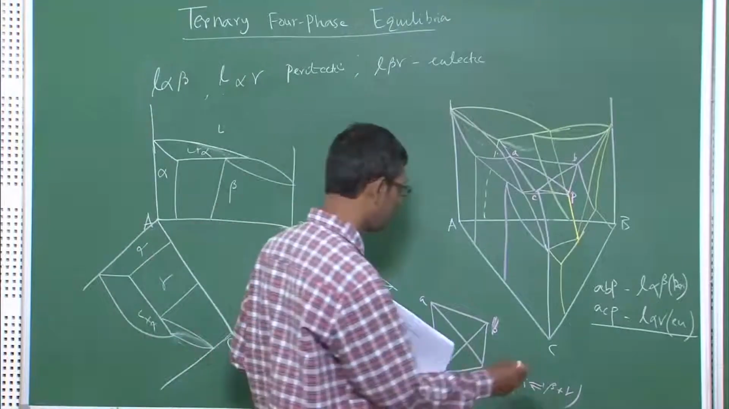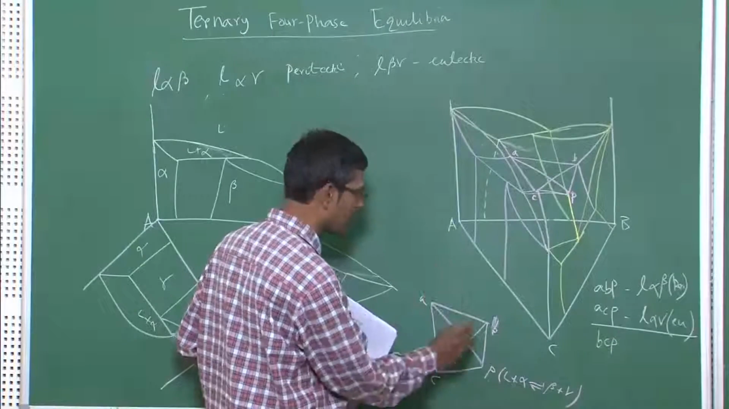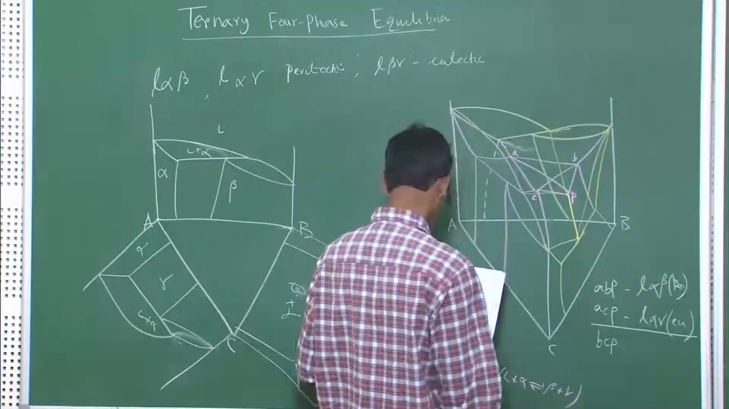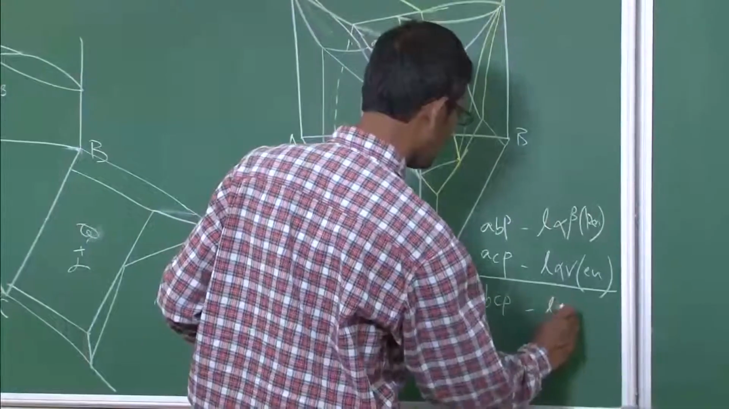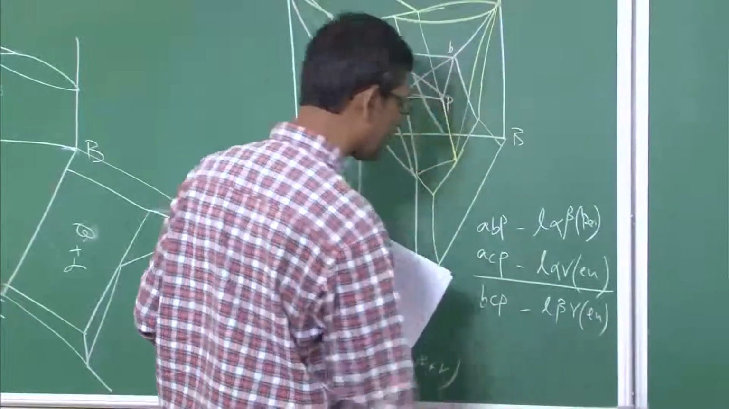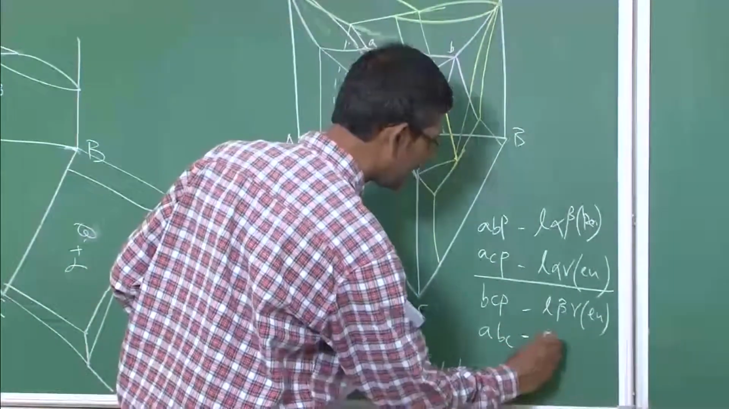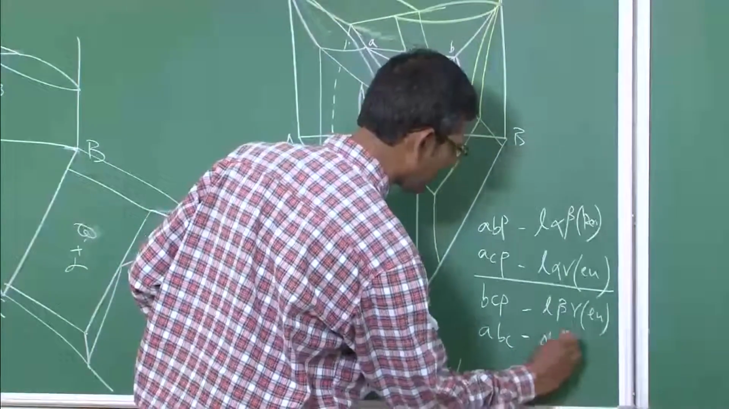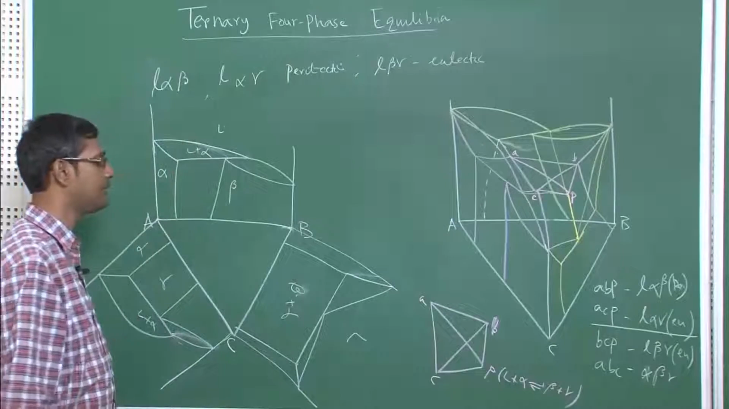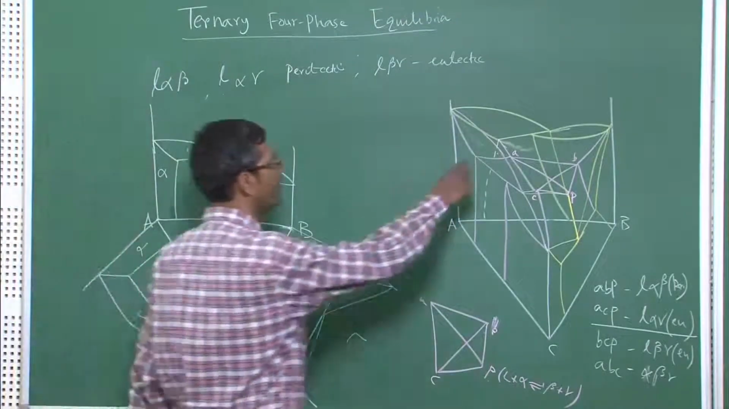Below this you have BCP, this is lying below this ternary four-phase plane. Okay, this is liquid, beta, gamma, this is also eutectic type it looks like, and ABC is alpha, beta, gamma, correct. So, these are the 4 three-phase equilibrium planes which are observed, sitting there on this trapezoid.